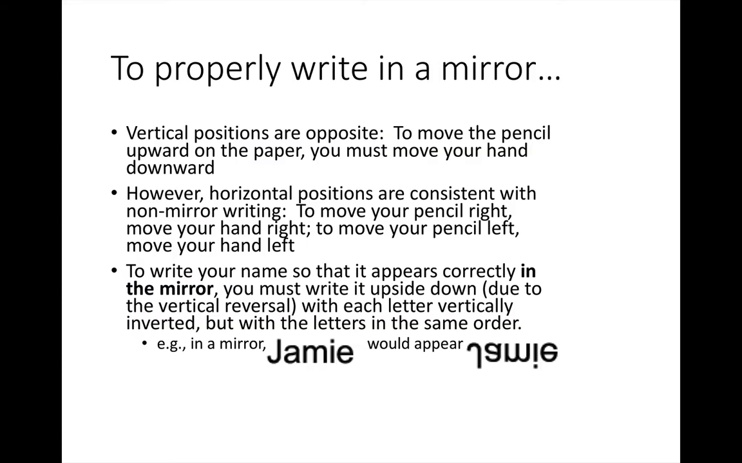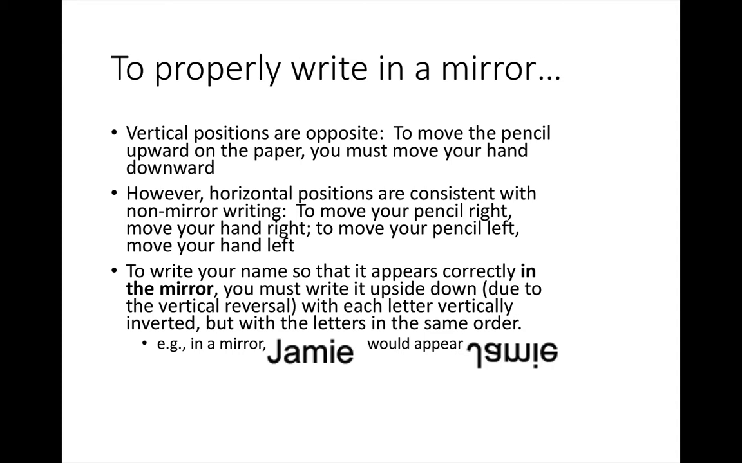And the question is, what if I had put up this slide first and told you that really to properly write in a mirror, you need to realize that vertical positions are opposite, but horizontal positions are consistent. So to write your name, if my name is Jamie, then my name would appear as it does there in the mirror. Do you think this would have made it any easier? And you might be thinking, oh, maybe. I guarantee you if you went and tried it again right now, knowing this information, it would be just as hard. So why in the world can we not learn how to change our behavior so that we can do it correctly the first time in the mirror?